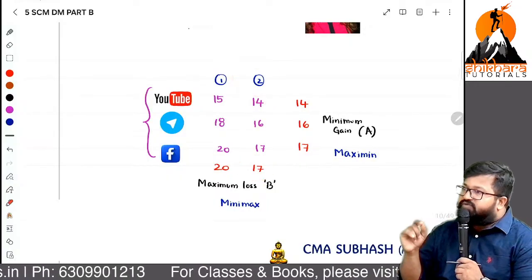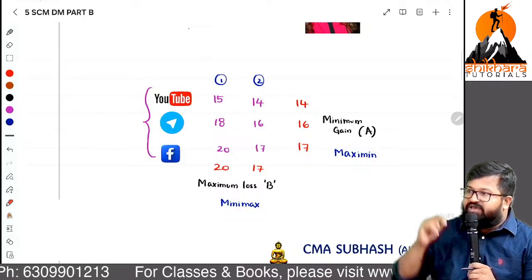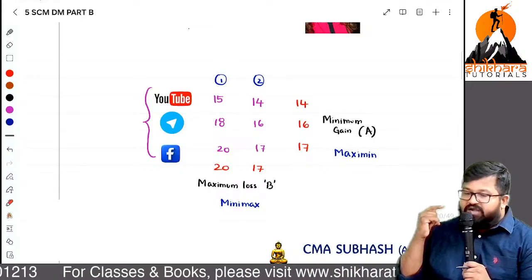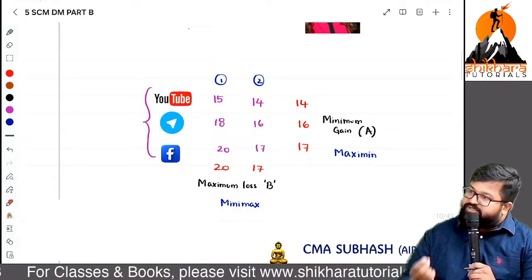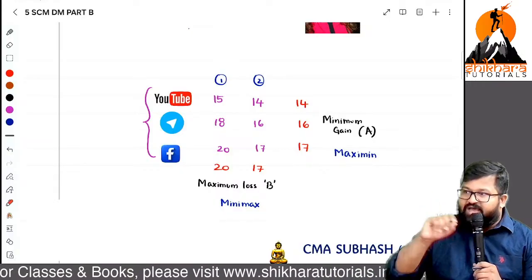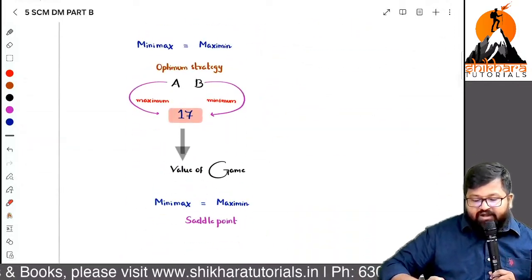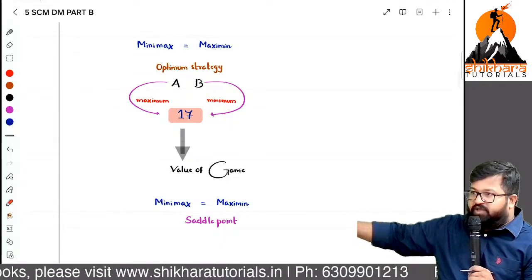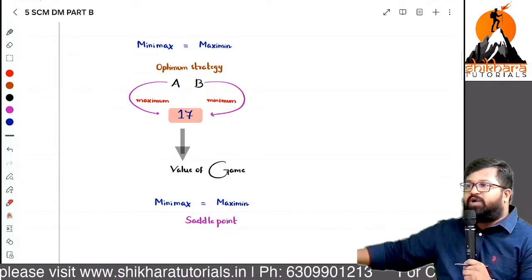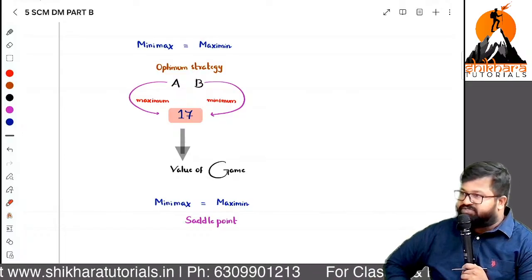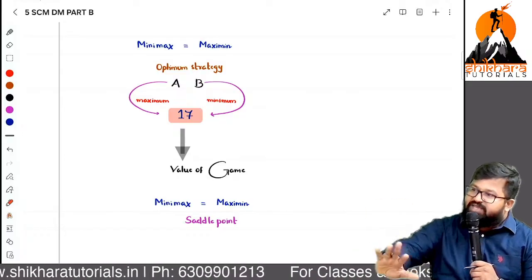You have to write in the form of a sentence at the conclusion part. Okay, for player A, Facebook is the optimum strategy, and for player B, strategy 2 is the optimum strategy, and the value of the game is always 17. Okay, if this part is clear, if it is balanced and all equal, what is that point known as? Saddle point, and its strategy is known as the optimum strategy, and this is the pure strategy scenario basically.